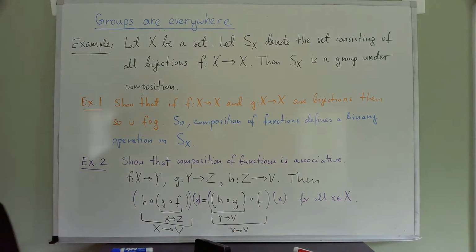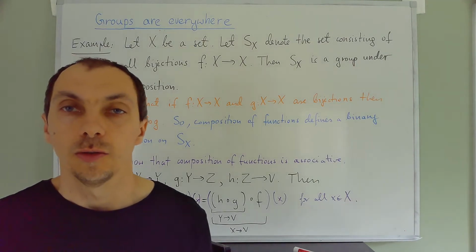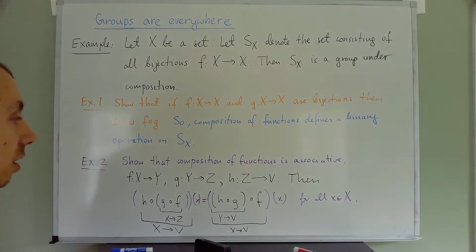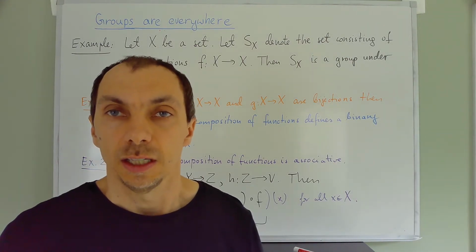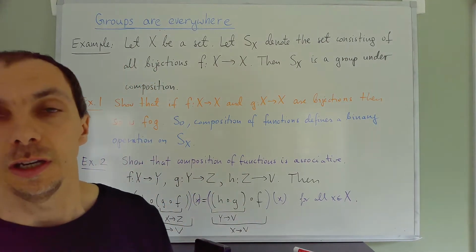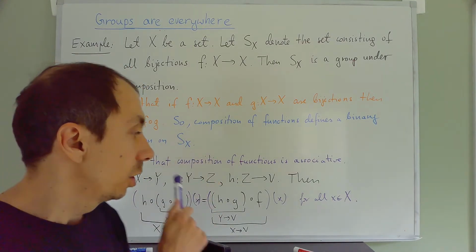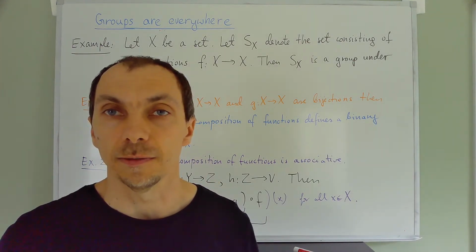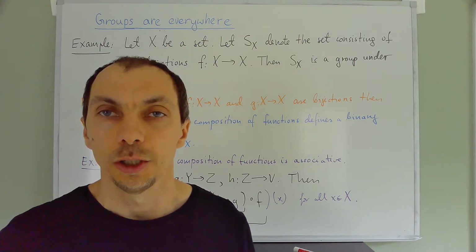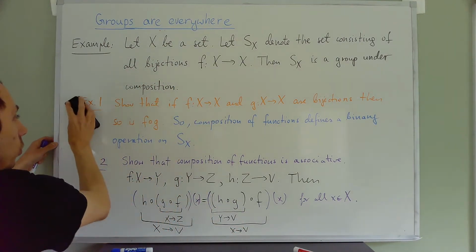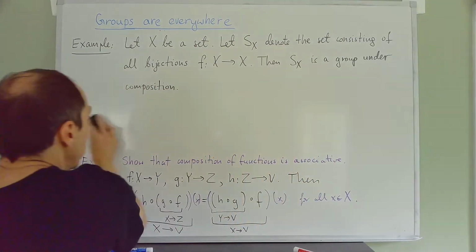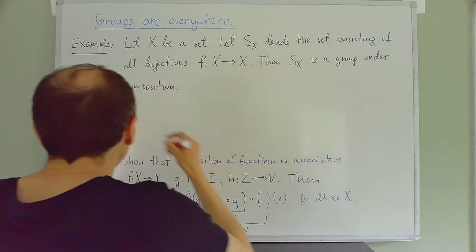Okay, let's keep going. So, given these two exercises, I know that S_X is closed under composition, and that composition is associative. What else do you need for a group? You need the identity. So, what would be the identity in this case? So I need a function.